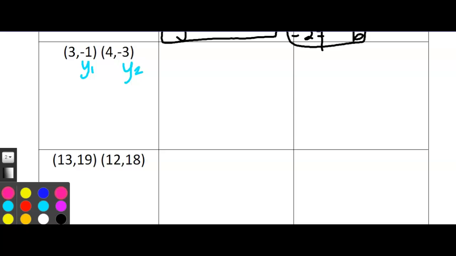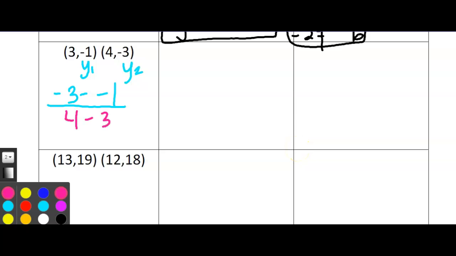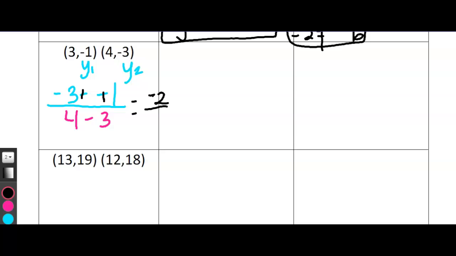I'm just labeling my y's first because I want to make sure I put those on top. Negative 3 minus, and that's a negative 1. Be careful, that has a lot of negatives. And then 4 minus 3. Now, this would be a keep, change, or you can just throw it in your calculator. But I know that that's going to be negative 2, and then that is going to be 1, and that simplifies to negative 2. So I have my slope.